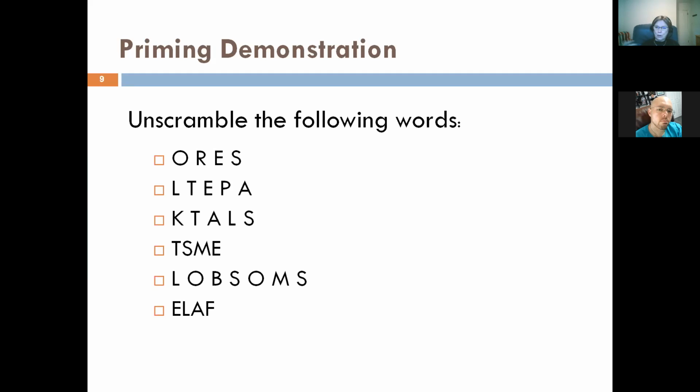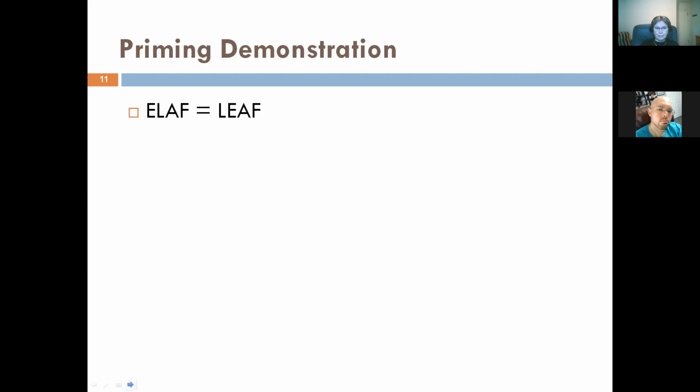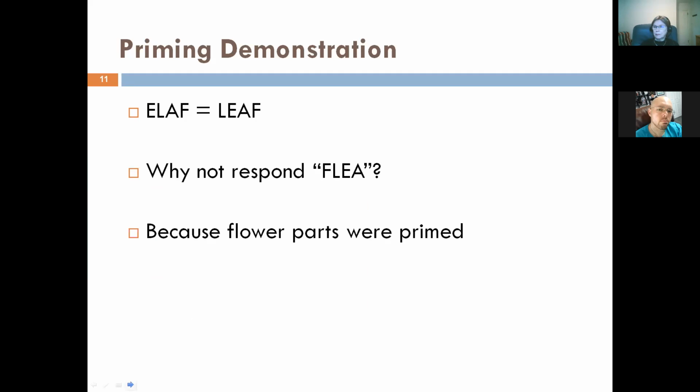The idea is that if you go through rose, petal, stalk, stem, blossoms, leaf should be natural, right? Versus flee. If you're going through the first five words and they create this idea of a plant, a flower, then you should not even be aware of the fact that it could be flee. And that's what priming is. You're not responding flee because you're primed to think about flowers.